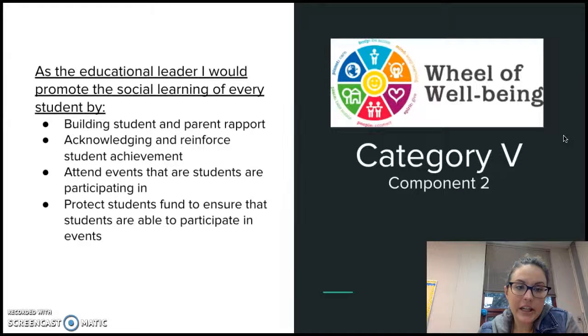As an educational leader, I promote the social learning of every student by building student and parent rapport, acknowledging and reinforcing student achievement. So not only do I want to make sure that we have community support, but making sure that I'm acknowledging that their success is happening and attending events to show them that I care. But I also want to make sure that the funds are secure, that our students actually have events that they can go and be successful at.